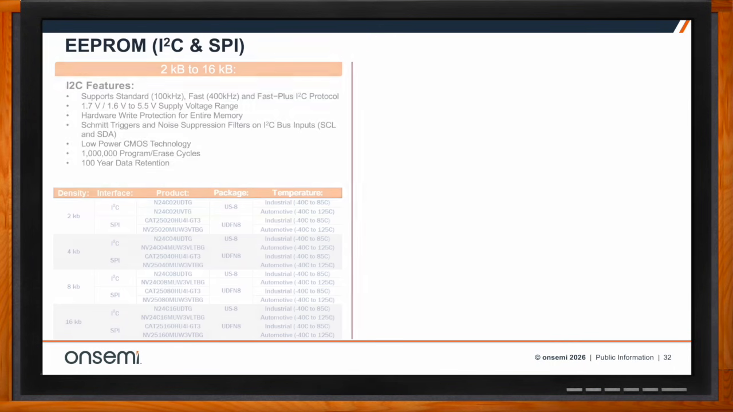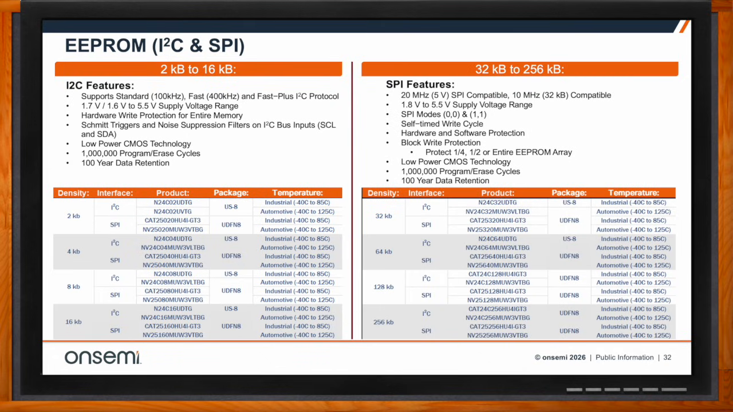We also have a full selection of EEPROMs, which are electrically erasable, programmable read-only memory, from 2 KB all the way to 256 KB using either I2C or SPI interface. So this is basically your non-volatile memory. MCUs, they want to wake up and have some code to run on. So an external EEPROM is always handy.